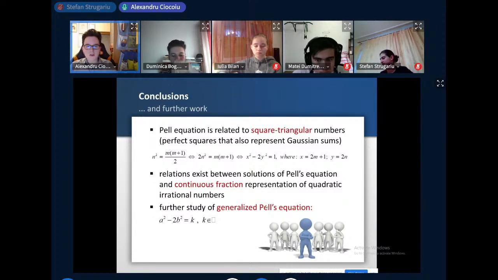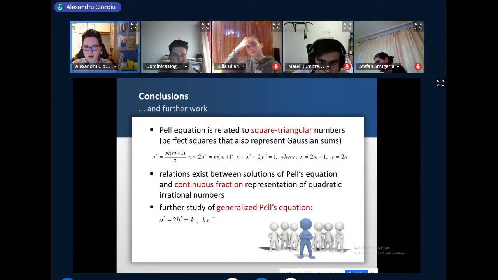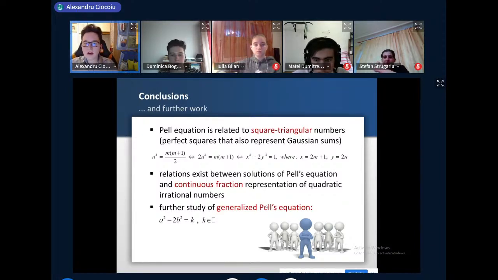Now, some conclusions to our previous work. Of course, the Pell equation is related to square triangular numbers, which are perfect squares that also represent Gaussian sums, as shown below. In this particular example, x equals 2m plus 1 and y equals 2m. Of course, we may find some relations between solutions of Pell's equations and continued fraction representations of quadratic irrational numbers, which is some complex mathematical work. And we may dive into some further study of the generalized Pell equation of the form a squared minus 2b squared equals k, where k itself is an integer.